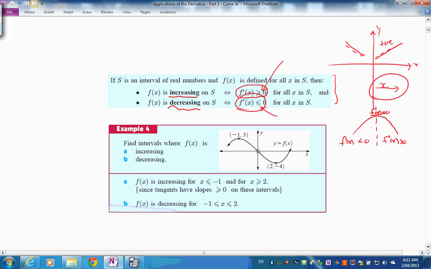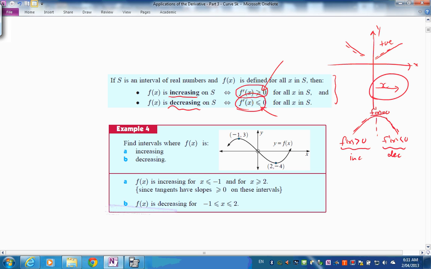I've got that around the wrong way here. Let's just do that again here. So this is going to be greater than 0 because the slopes are positive, and f dash x less than 0 because the slopes are negative. Okay, so we've got an increasing function over here and decreasing over here.